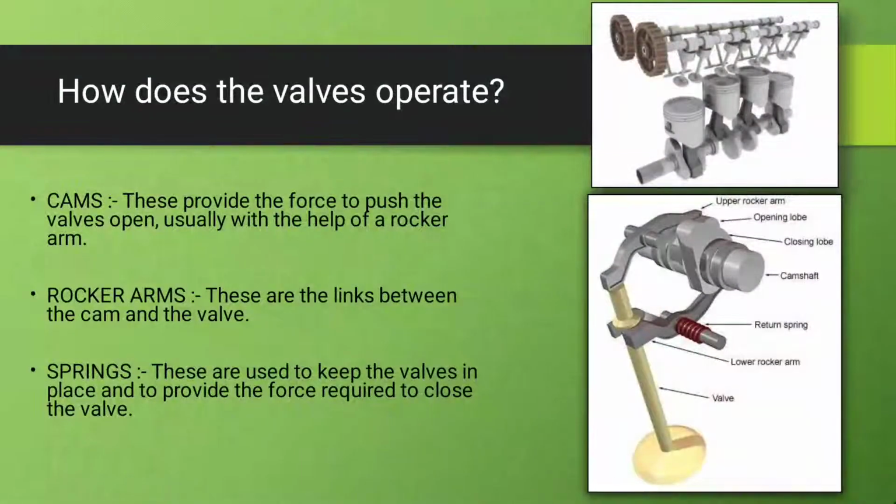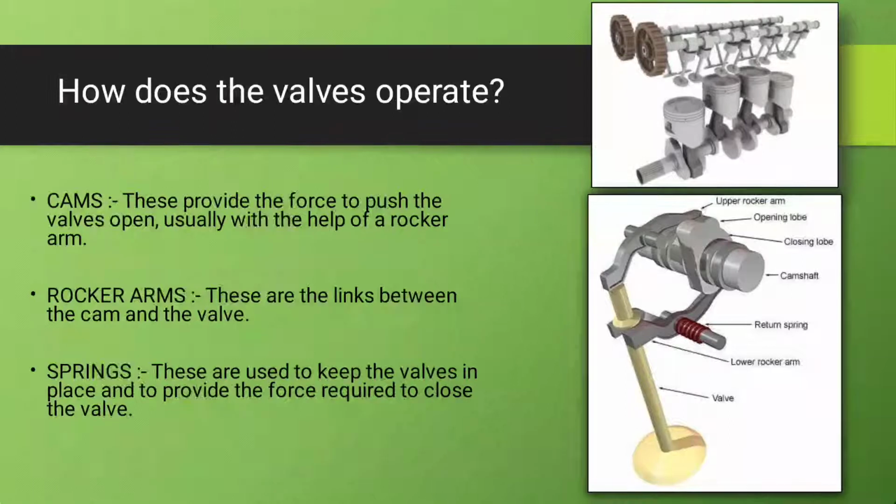How do these valves operate? So firstly, the cam. This provides the force to push the valves open, usually with the help of the rocker arm. Next one is the rocker arm. These are the links between the cam and the valve. Next one is the spring. These are used to keep the valve in place and to provide the force required to close the valve. Okay, I will show you the cam, rocker arm and spring diagrammatically.